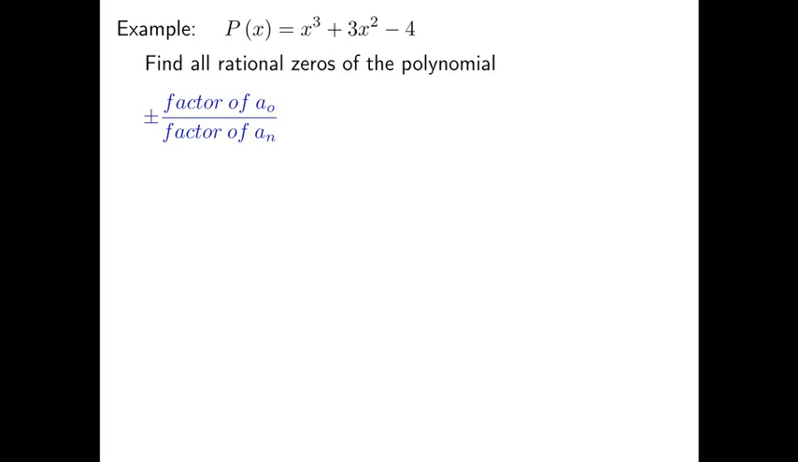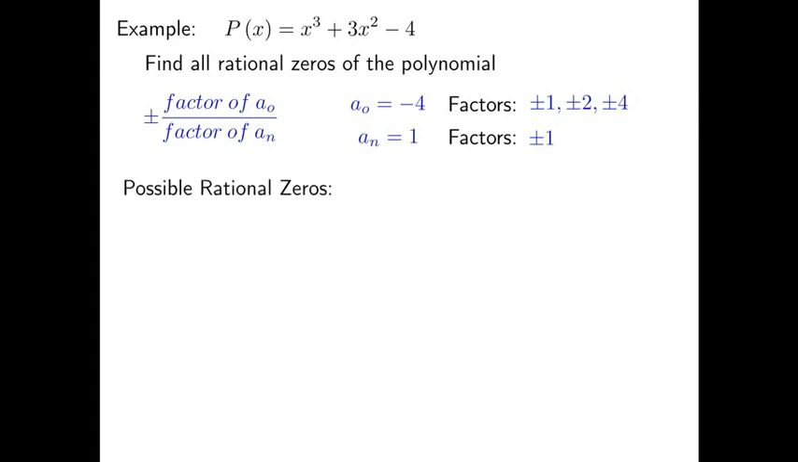Let's look at an example. If p of x is equal to x to the third plus 3x squared minus 4, we can use our factor of a naught over factor of a sub n to find all potential rational zeros of this polynomial. In this example, a naught is negative 4, the constant term, and a sub n is 1, which is the coefficient of the leading term in the polynomial. The factors of negative 4 are plus or minus 1, plus or minus 2, and plus or minus 4, and the factors of 1 are plus or minus 1.